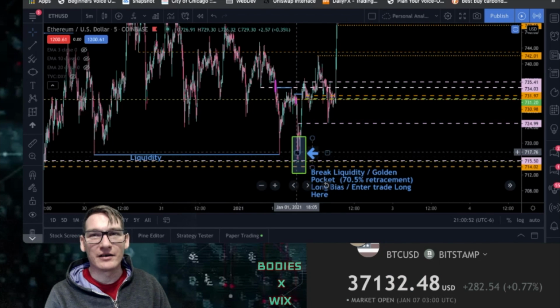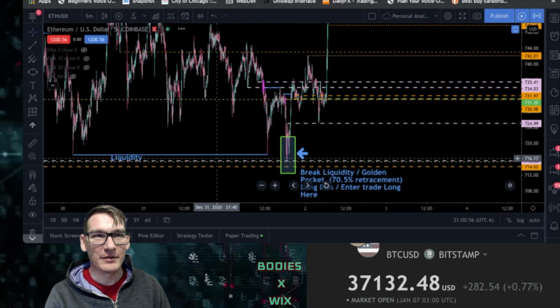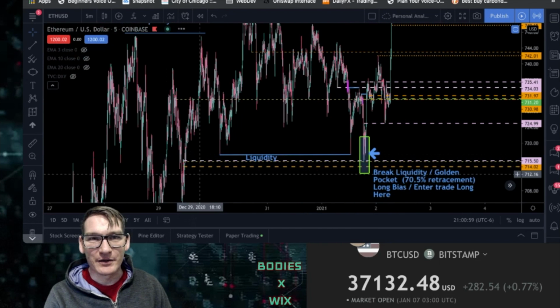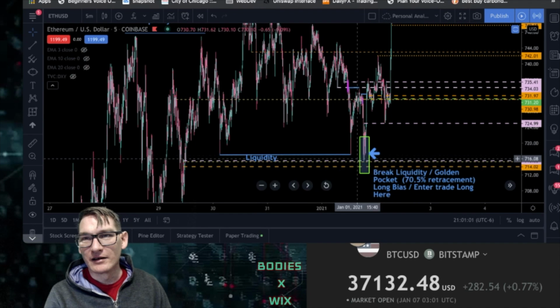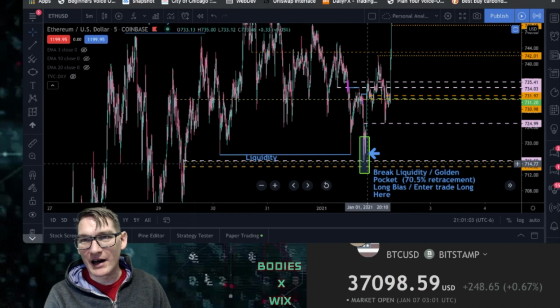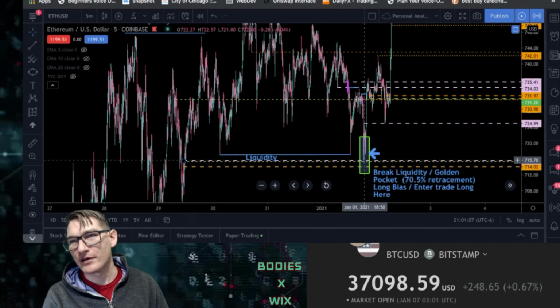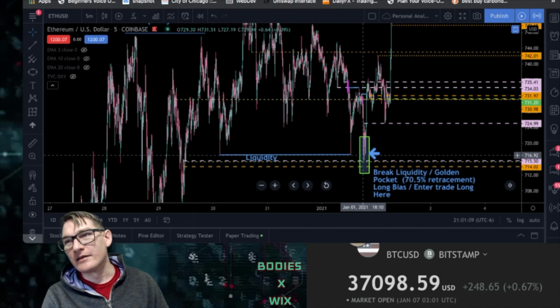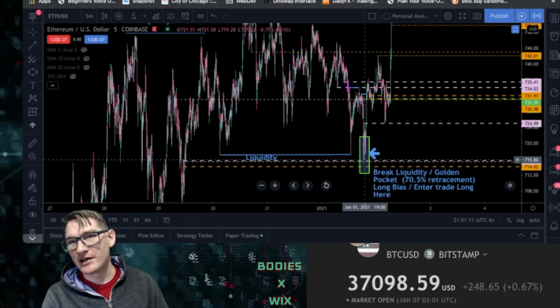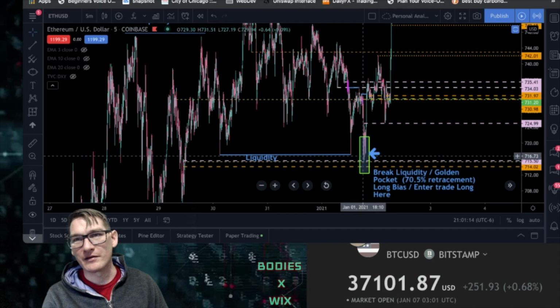I waited. And as soon as it broke liquidity, I bought right then because I knew it was going to come up because there was an order block right over here. So it drops below that, and then I bought, and it ended up being 717 with the spread. But it was actually about 715. So with the spread, it was 717.